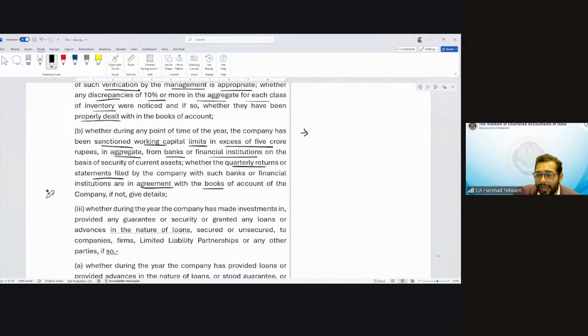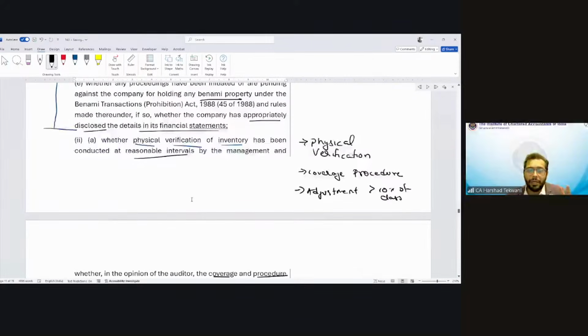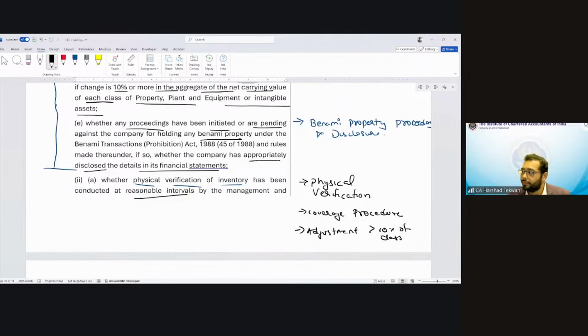So two things: working capital limit exceeding 5 crore, and quarterly returns equal to books of accounts, meaning matching with books of accounts. If not, then provide the details. So these are the two things you need to report in para 3.2 of CARO. Clear? Any doubt with para 3.2 of CARO?